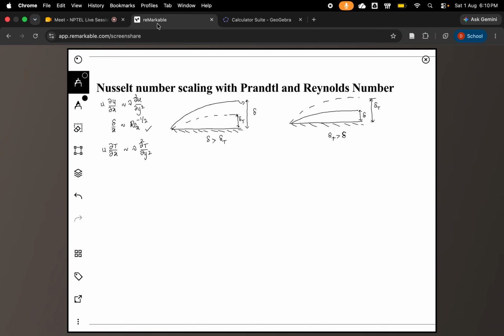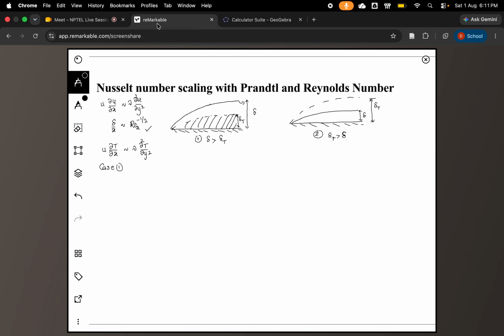And for case one, when delta is greater than delta t, for the thermal boundary layer, I'm writing this equation within the thermal boundary layer. So this equation is valid only inside this region. Which means the velocity scale that I should be using should be the velocity at this point and not the velocity at the free stream. So I'll have to again do some kind of analysis, some kind of relation between the free stream velocity versus the velocity at the end of the thermal boundary layer.